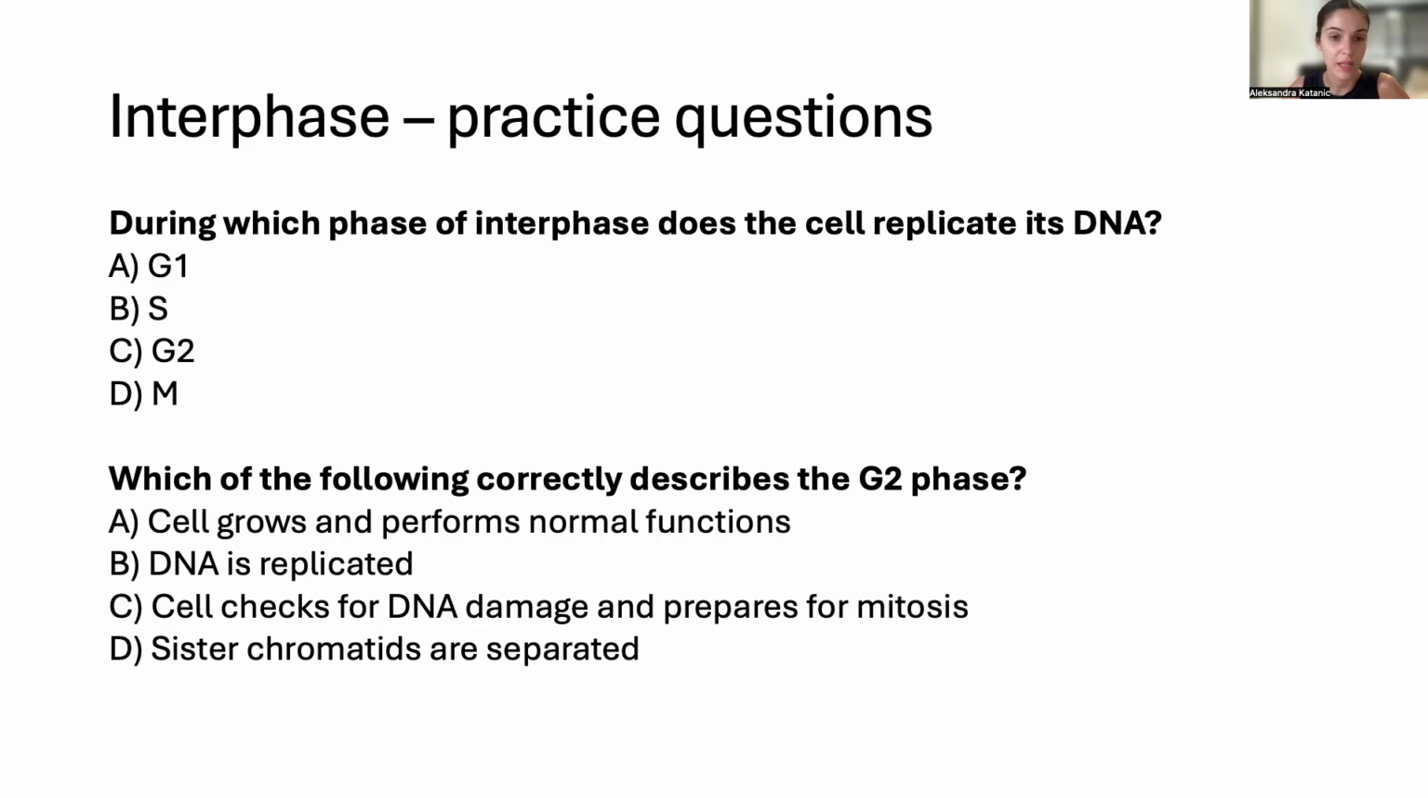Which of the following correctly describes the G2 phase? So what did we say happens in G2? It's not A, that's G1. B is S phase. C, cell checks for DNA damage and prepares for mitosis. Probably. D, sister chromatids are separated. No, that happens in mitosis. So it's C, okay?